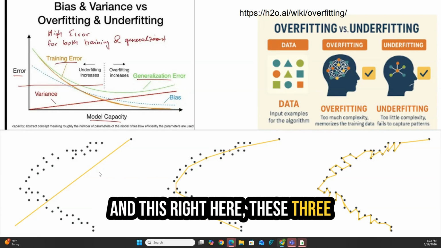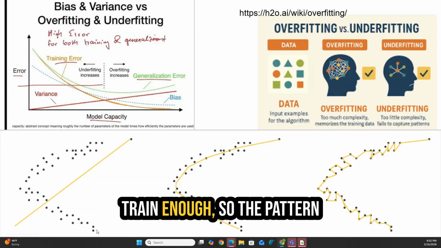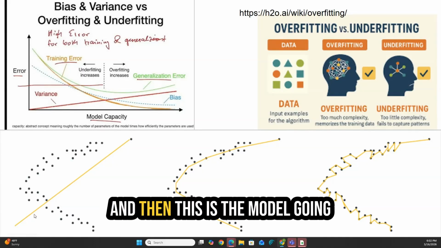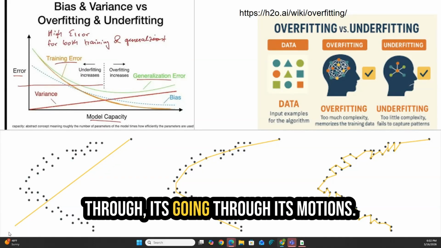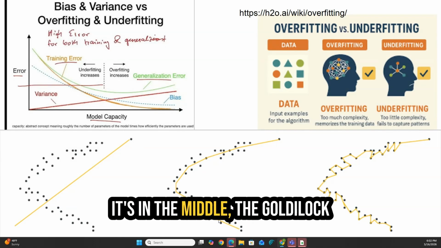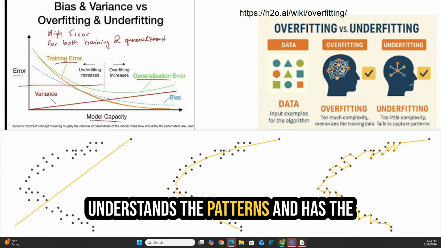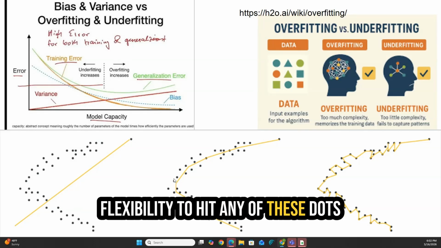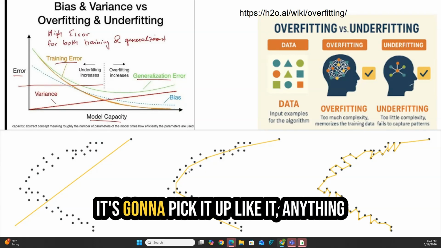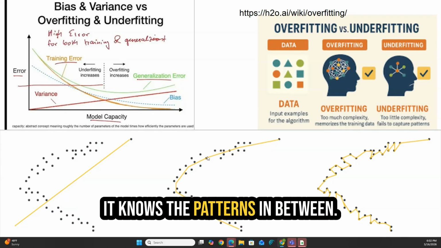And these three patterns give you a great example. The first one is it just didn't train enough. So the pattern wasn't picked up at all. And these dots represent, let's say, the data. And then this is the model going through its motions. And then this middle one is the Goldilocks zone, where it knows and understands the patterns and has the flexibility to hit any of these dots and anything else you throw at it. So anything within this curve, it's going to pick it up, because it knows the patterns in between.